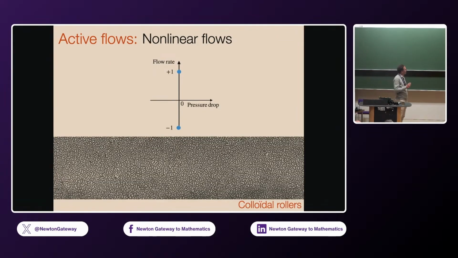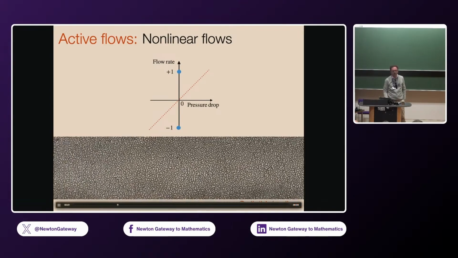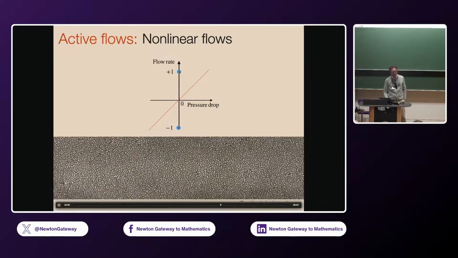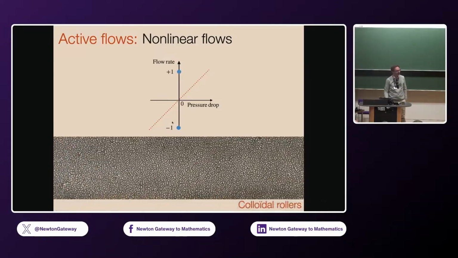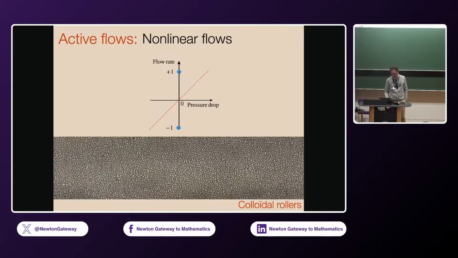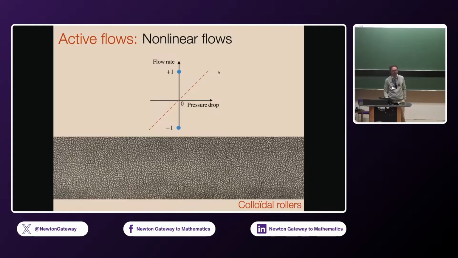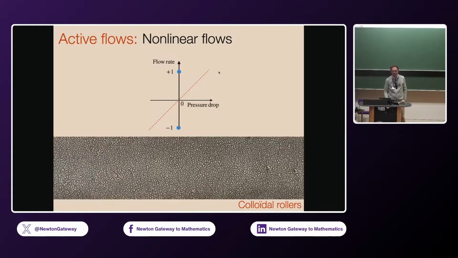What I would like to stress now is that the flows of active fluids are fundamentally nonlinear. It's a very simple statement. Flow rate on the y-axis, pressure drop on the x-axis, and this thing can flow spontaneously with equal probability either in the right or left direction. Meaning that the flow rate can take the value +1 or -1, and we had a very hard time having these 2 points sitting on the same straight line going through the origin. So that's a nonlinear system.